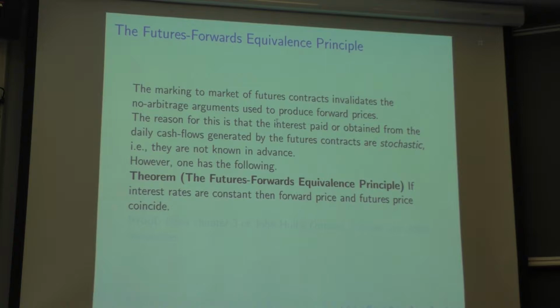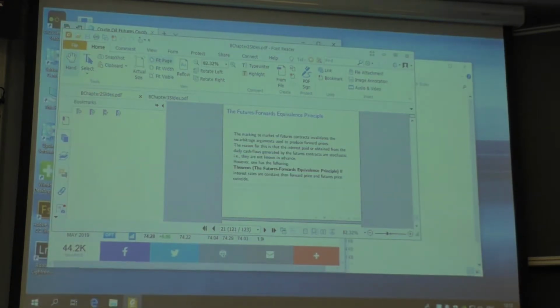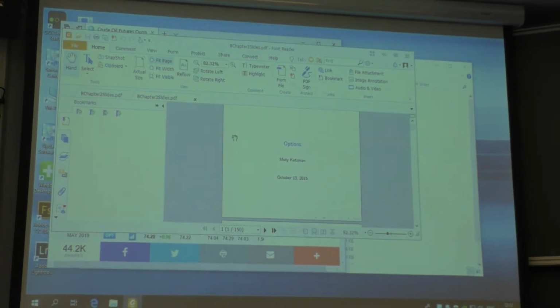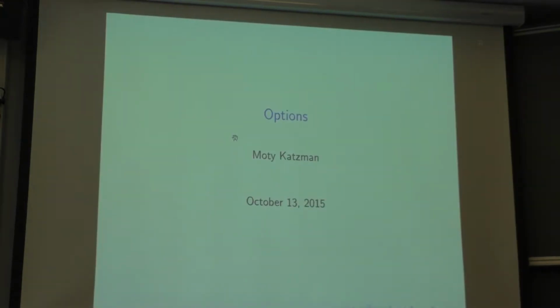Do you have any questions about this? Think about the question while I move to the new set of slides. Any questions about forward contracts, forward prices, futures, marking to market?